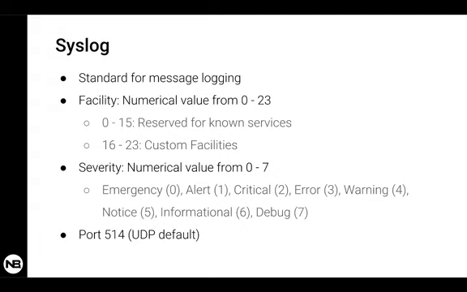Then the second value is the severity. Also in this case it is a numerical value from 0 to 7, and based on the value, the severity is used to understand the message type. So you'll see, for example, emergency messages have severity 0, alert has severity 1, critical severity 2, and so on. Again, here there is a list of all the severities from 0 to 7, and those are pretty standard. So from application to application, all applications should have those severity numbers.